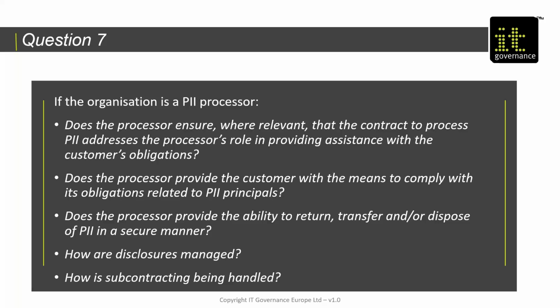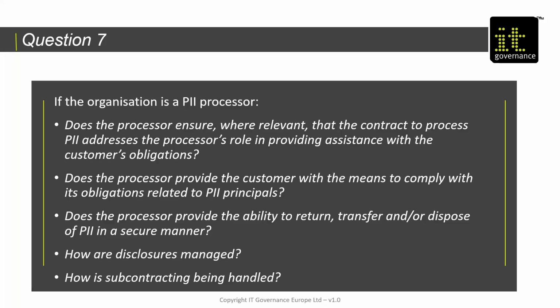Does the processor ensure, where relevant, that the contract to process PI addresses the processor's role in providing assistance with the customer's obligations? So you would request to see a sample of existing contracts and assess them to see if they include clauses that demonstrate privacy by design and by default, and that they demonstrate security of processing. There should be clauses that provide detail in relation to notification of breaches, and assurance as well of assistance by the PI processor with any audits or supervisory authority consultations that the PI controller may have.